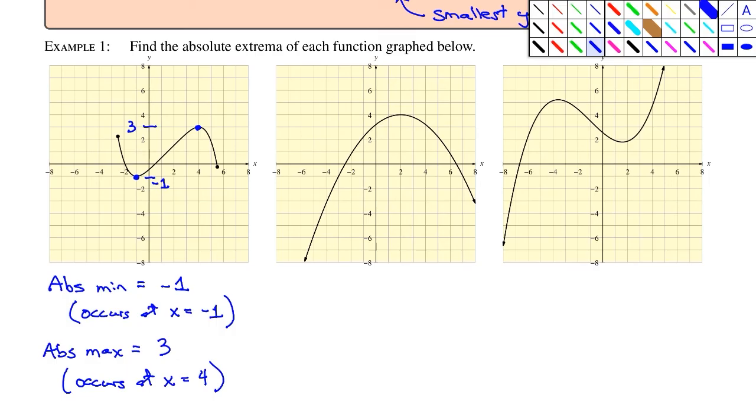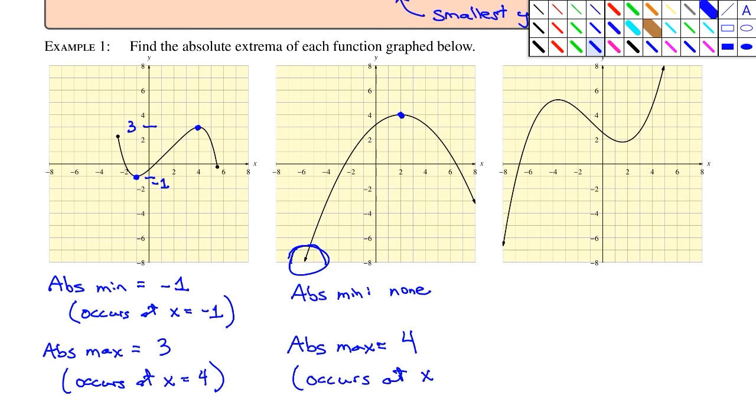On the function in the middle, let's look for the absolute minimum. Well, we don't have an absolute minimum. You can see right here that the arrow indicates that it goes down forever. So for absolute minimum, there is none. There is no smallest y value. Now what about absolute max? Well, the absolute maximum is right here, and that would be a value of 4. It's the y value. And we'll say that this occurs at x equals 2.